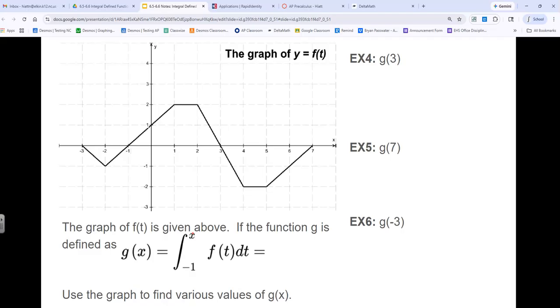So, if I want to find G of 3, G of 3 works like any other function notation. You're replacing the x with 3. So we're doing the integral from -1 to 3 of f of t dt. This just means the area underneath the curve from -1 to 3. So we're looking at this area here.